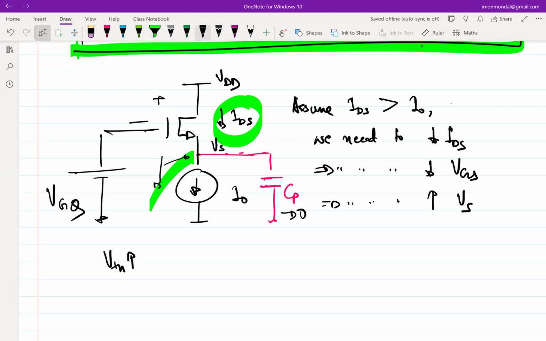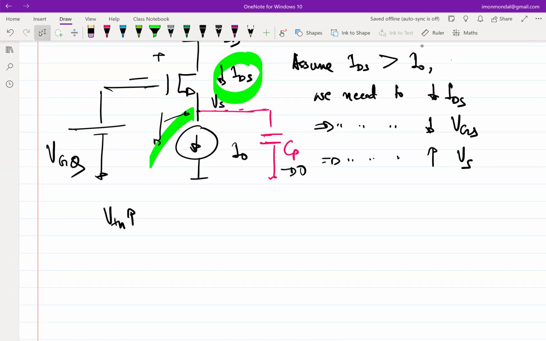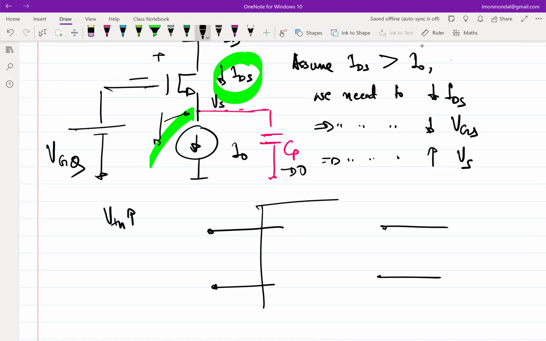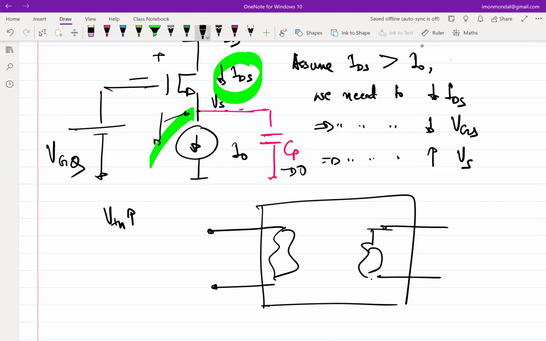So the moment you try to affect the source voltage, you are affecting VGS, and therein lies the negative feedback. Another way of visualizing this is through the small signal model. The small signal model of a two-port network is this. You have a bunch of stuff connected here, and a bunch of stuff connected here. This is the input port V1, this is the output port V2. But in a transistor, these two ports are connected.